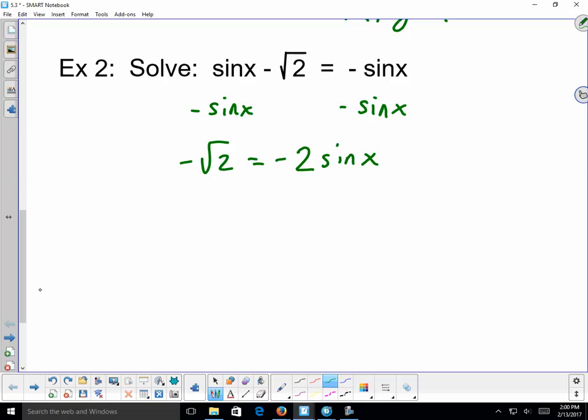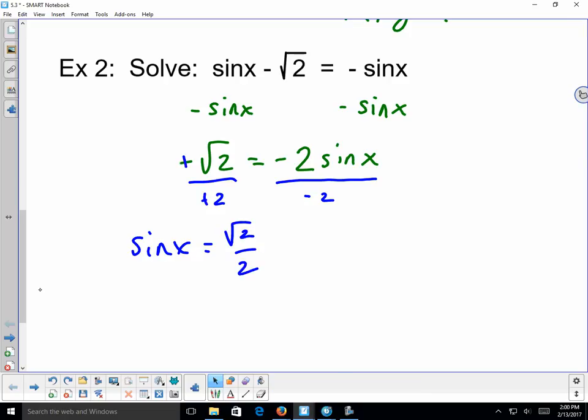Then what could be our next step here? Nick? We're trying to get to sine x by itself. That would be dividing by -2. Let's divide both sides by -2. So I end up getting sine x equaling, negative divided by negative is positive, square root of 2 over 2. Now you look at your unit circle and say, where on my unit circle is the sine equal to square root of 2 over 2?